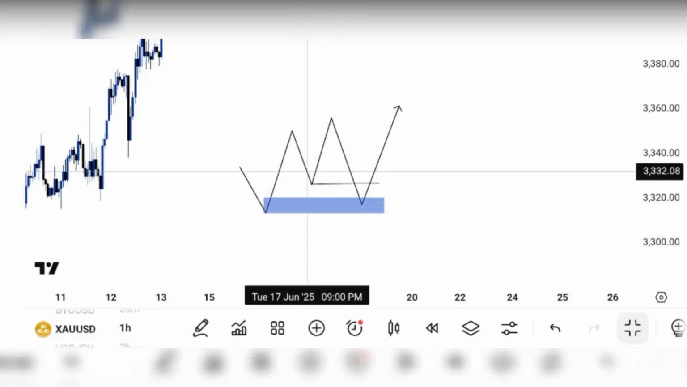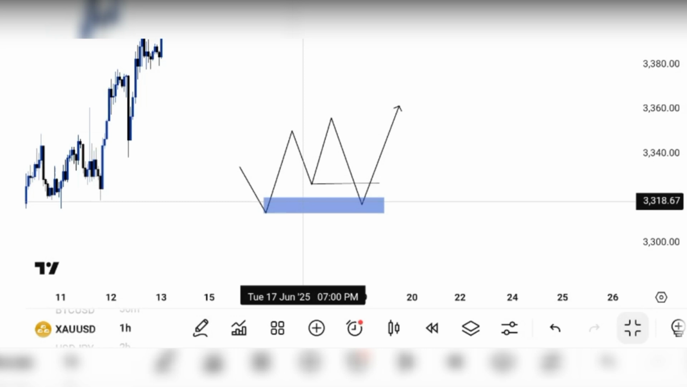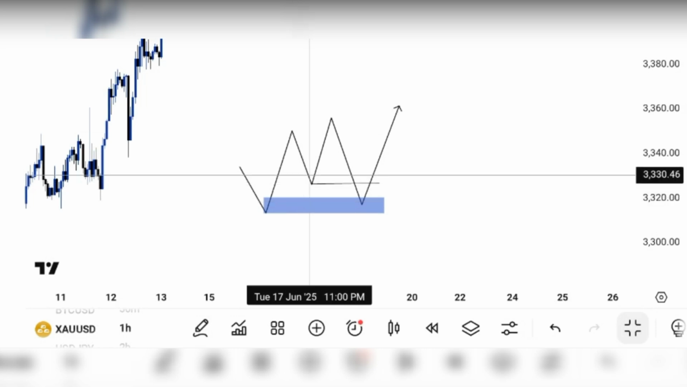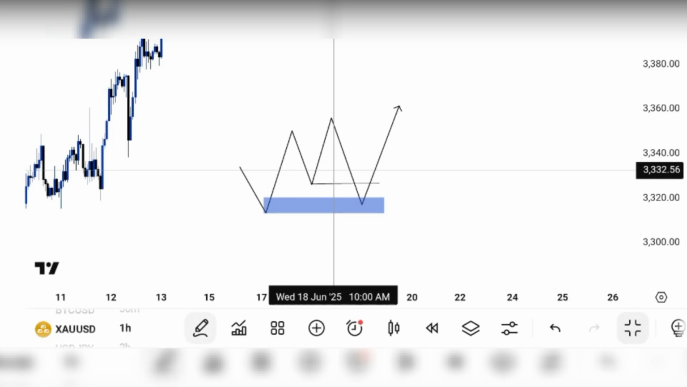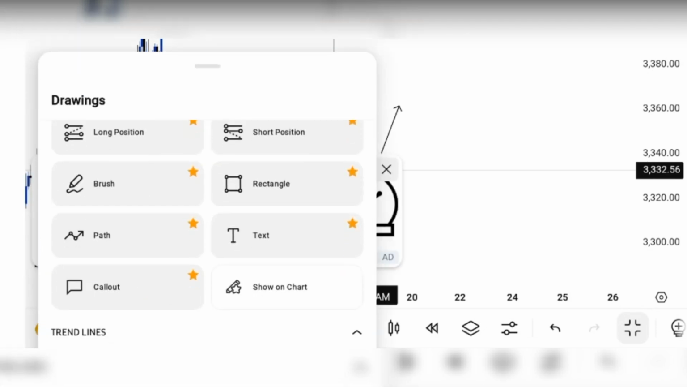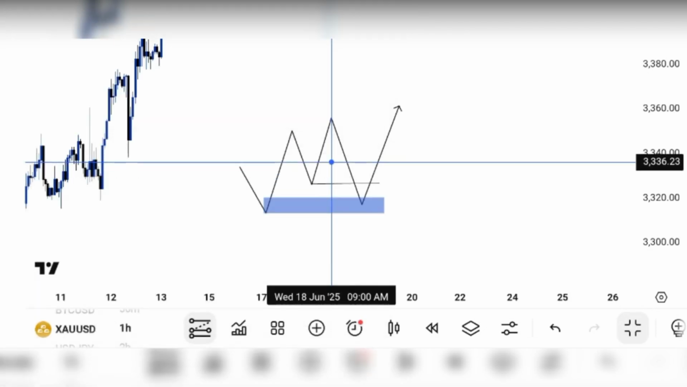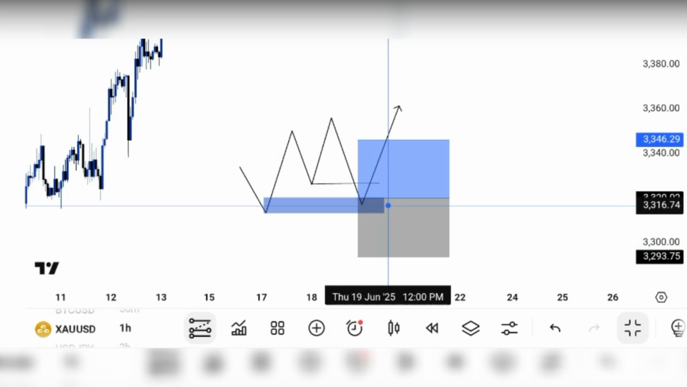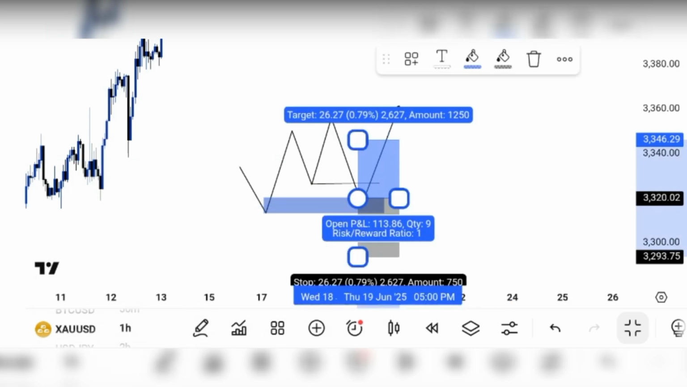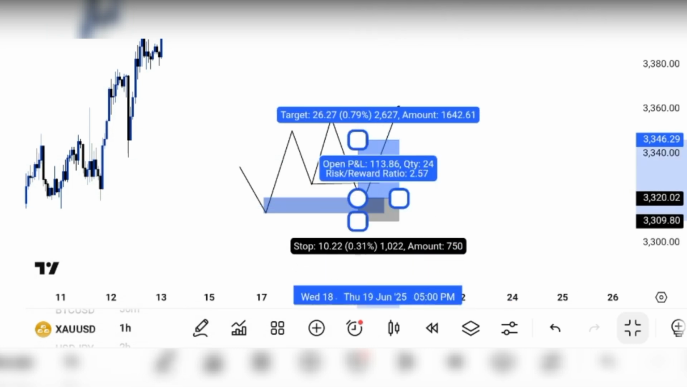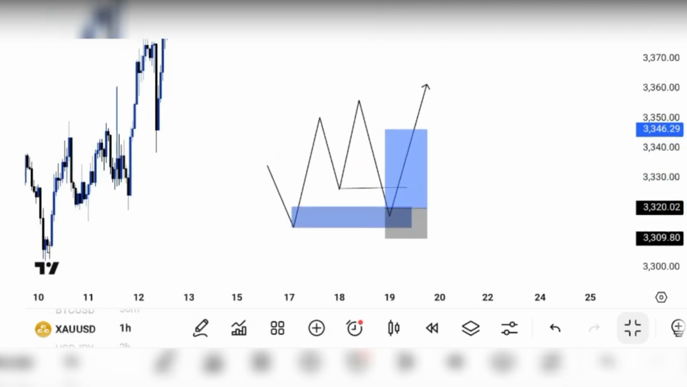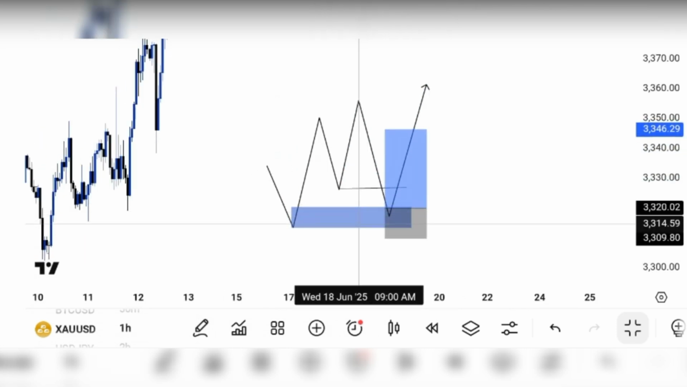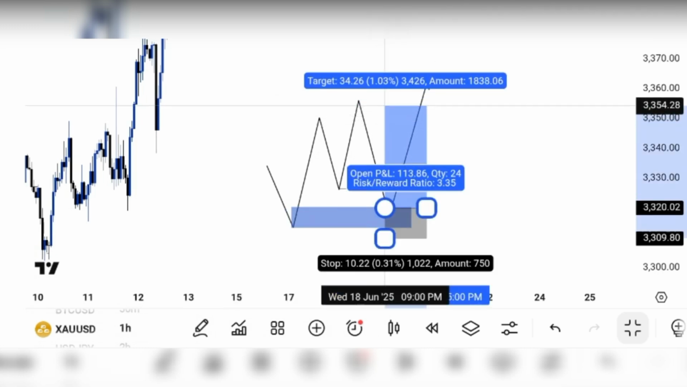So once you have liquidity, and then you have your fair value gap or your order block below the liquidity, the only thing you have to do is take your trade, take your entry. Just take your entry on the order block or fair value gap right there. So once you set your entry, the next thing you set is your stop loss. Your stop loss should be below your entry. Once you set your stop loss, then you set your take profit.